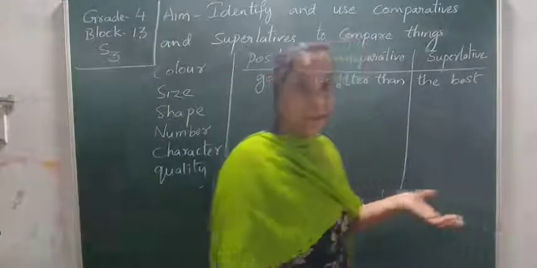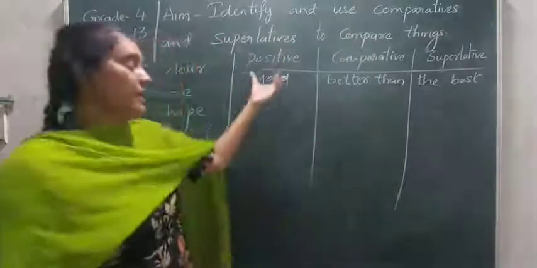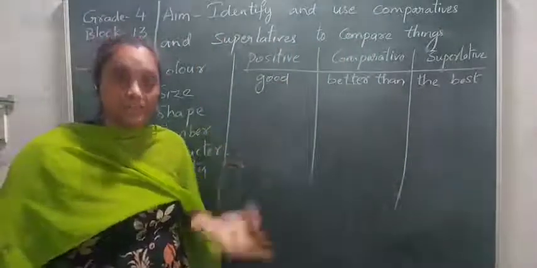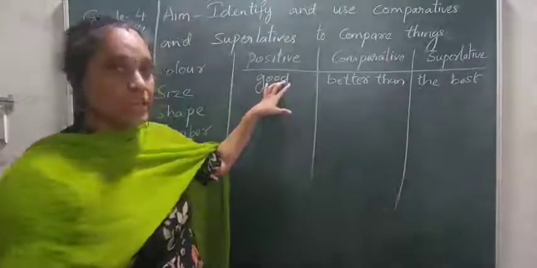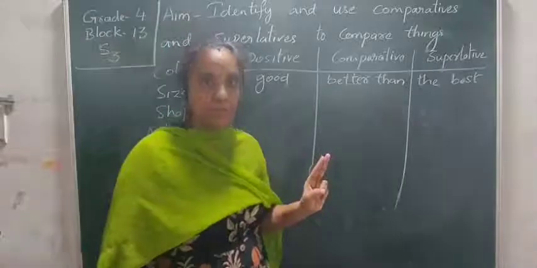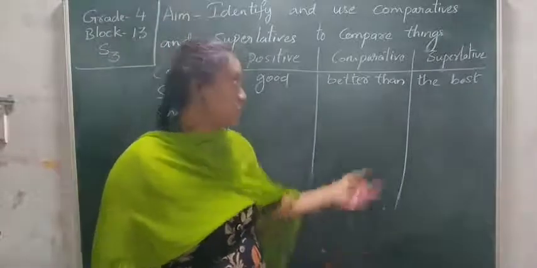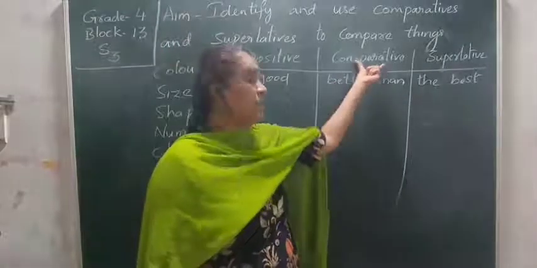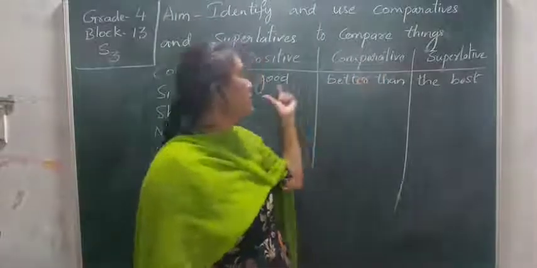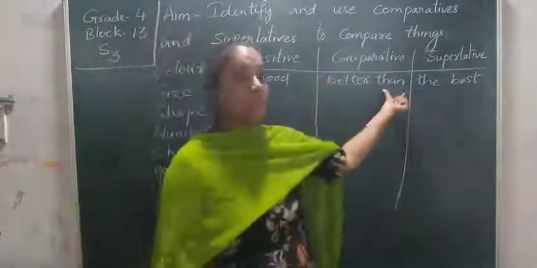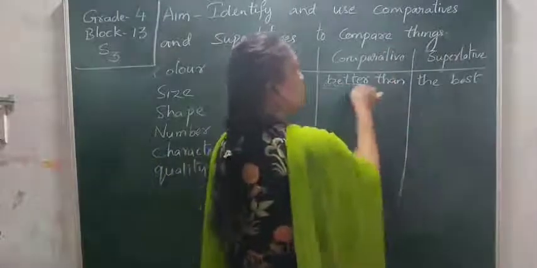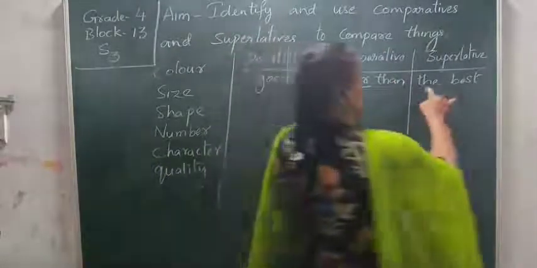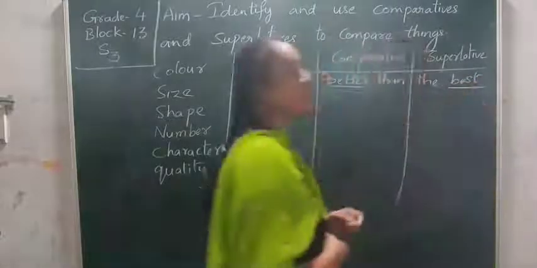So in this way, when comparing, if only one member we are taking, then we use the positive degree. When we are taking two members or two things or two places, we use ER, that is the comparative. So here the word is totally changed and we use the word like than. When it is followed with than, normally we want to use better. When it is followed with the, normally we want to use the superlative.